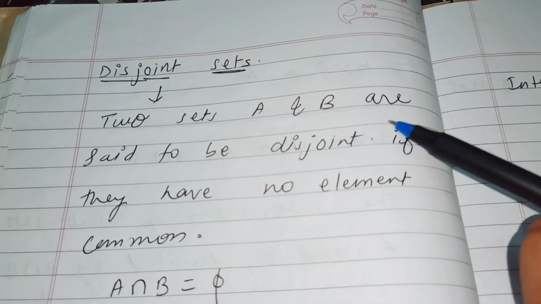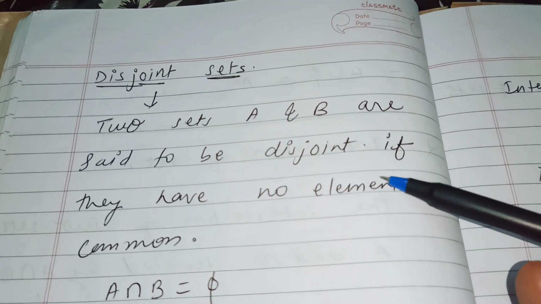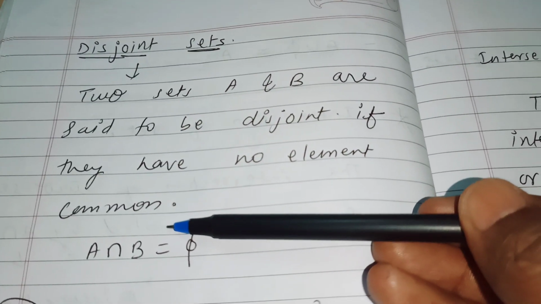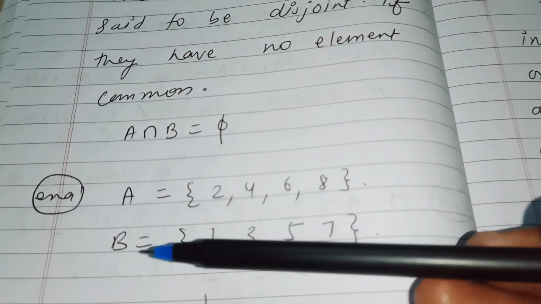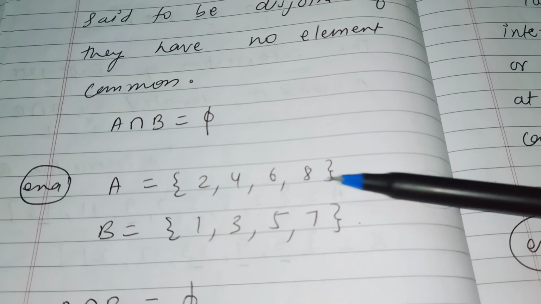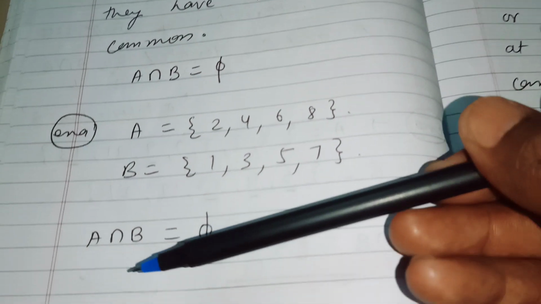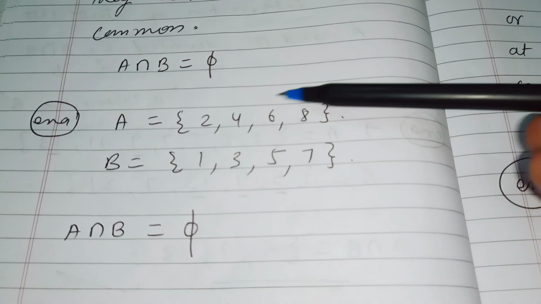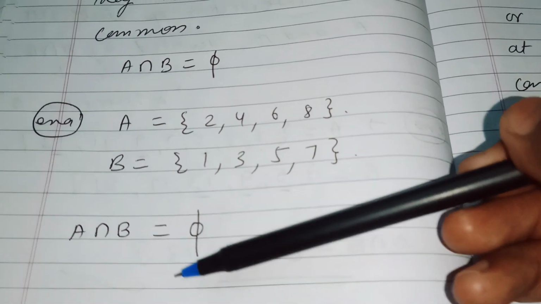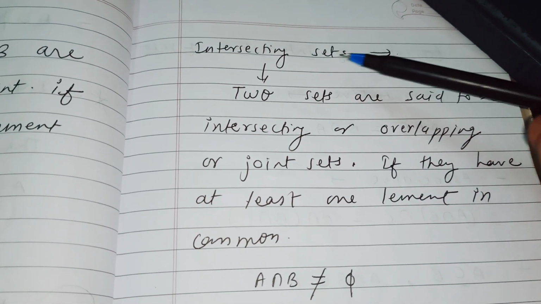Clear? And what is a disjoint set? Two sets A and B are said to be disjoint if they have no element in common. So we can say that A intersection B is equal to phi, the empty set. For example, A is {2, 4, 6, 8} and B is {1, 3, 5, 7}. A intersection B has no common element, so it is phi.